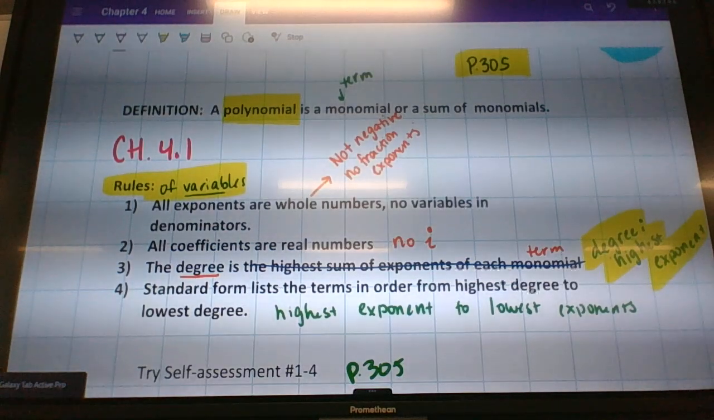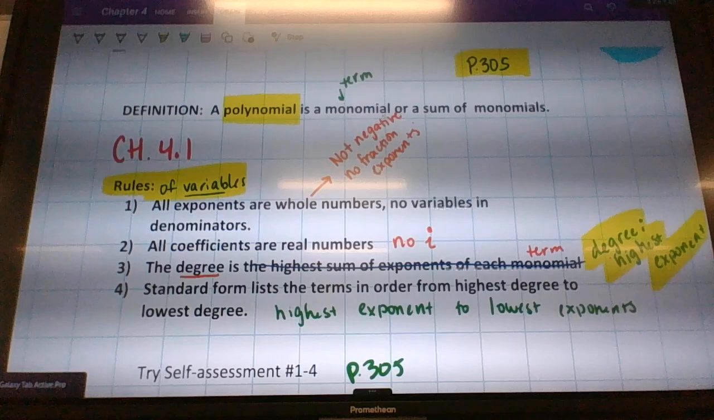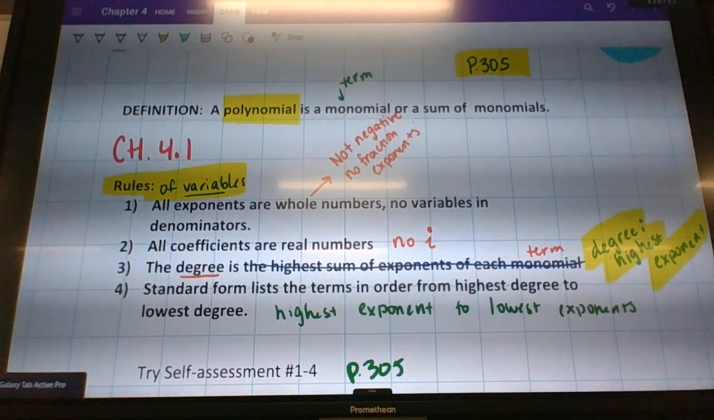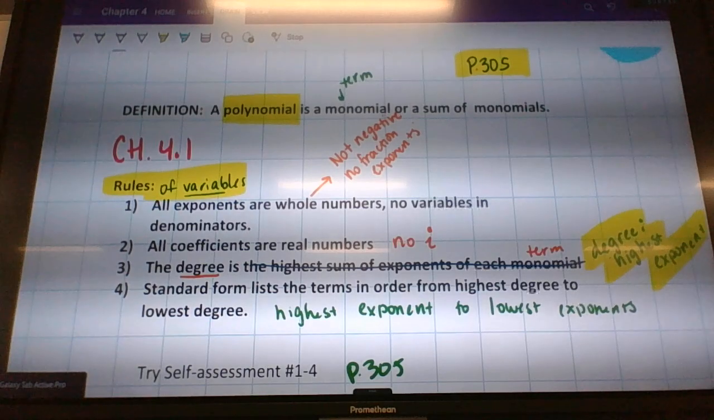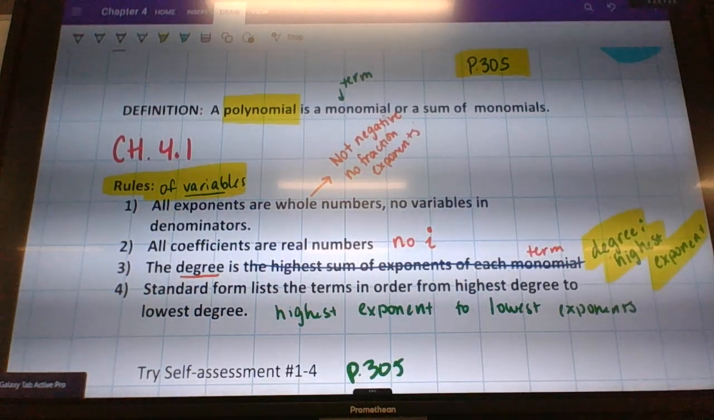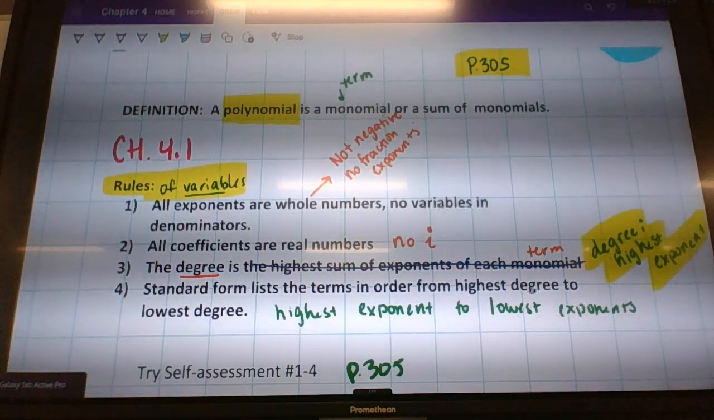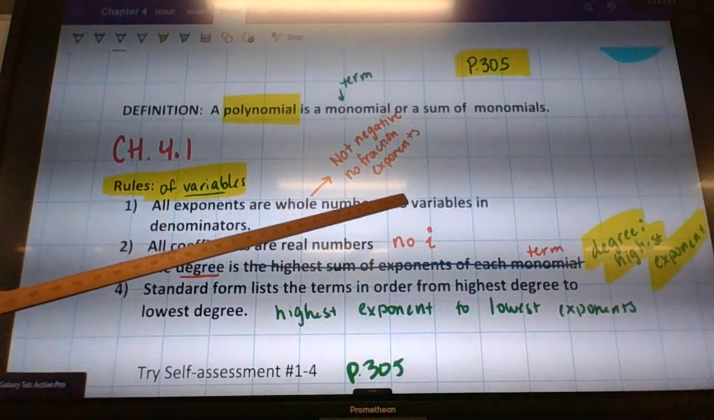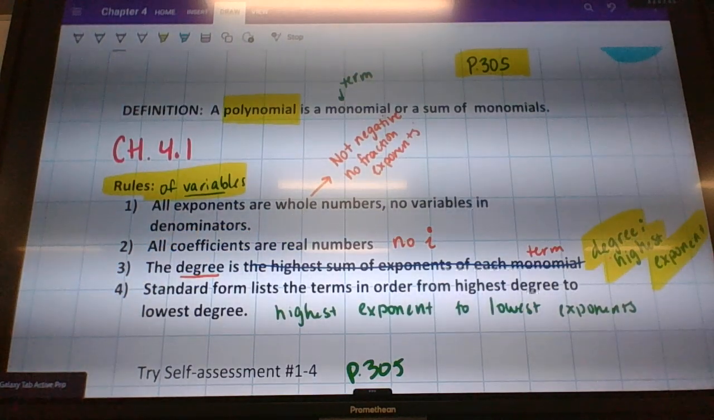I have a quick question. If there's a fraction in the problem and x is the denominator, is it still a polynomial? Can anybody answer that? No. That's a no. One rule is that there are no variables in denominators. So we're going to go no on that one.